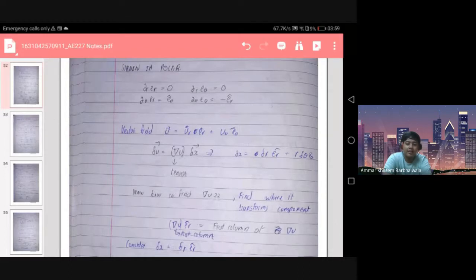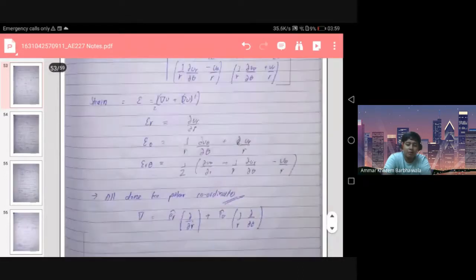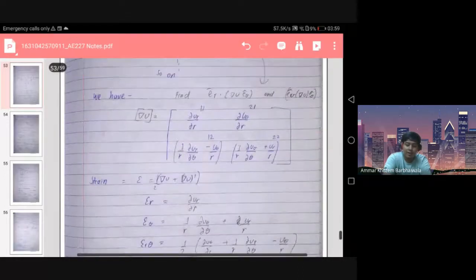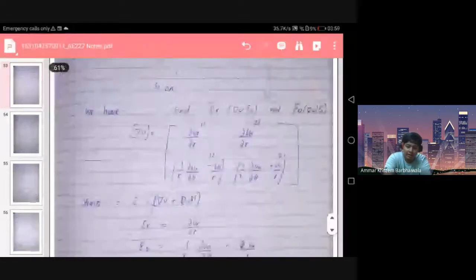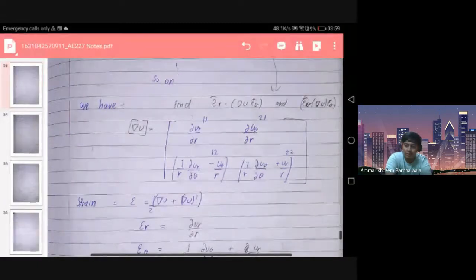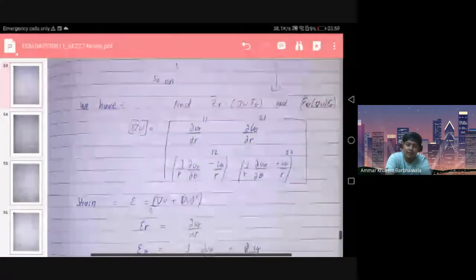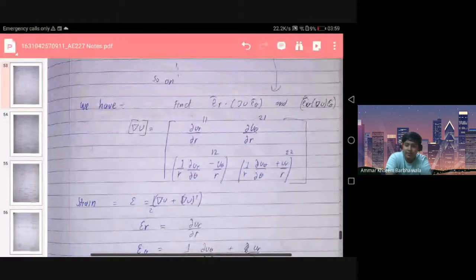And lastly, there is this one topic of strain in polar coordinates. Obviously I know that there is this polar coordinates kind of thing. So we want to find strain in polar coordinates, right? If you want to find strain in polar coordinates, we first need to find out the gradient. What's the gradient of a vector field in polar coordinates? So here's the formula for the gradient of a vector field in polar coordinates.